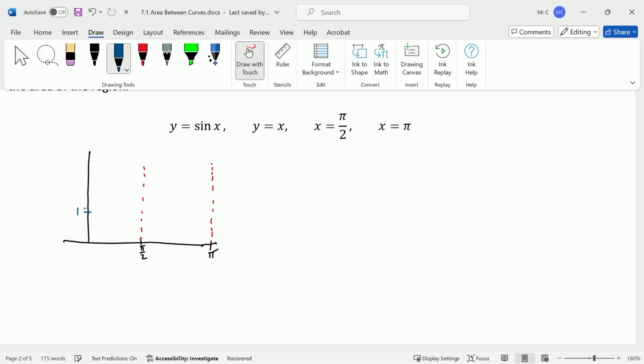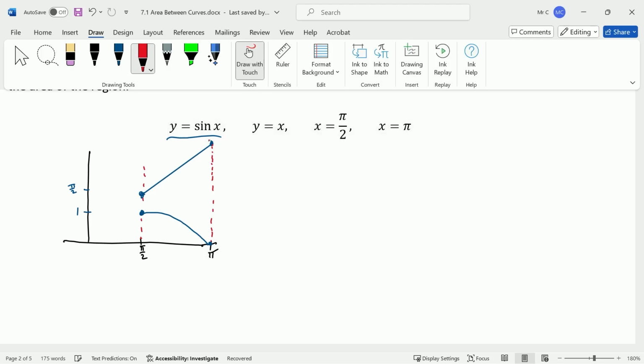And we'll mark 1 here on the y-axis. Now sine of pi over 2 is 1, so I'll mark that point here. And sine of pi is 0, and I know that the graph for sine is shaped a bit like this between pi over 2 and pi. Okay, so we got y equals sine of x, and now we look at y equals x. And for y equals x, when x is pi over 2, the y value will also be pi over 2. And this thing has a slope of 1, so I'm just going to roughly draw something with a slope of 1.